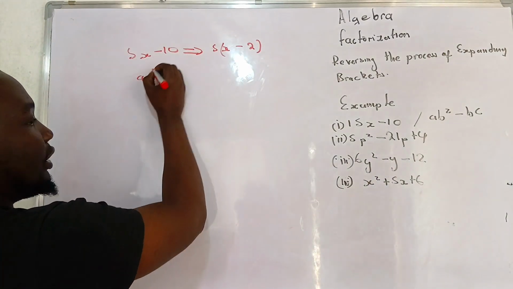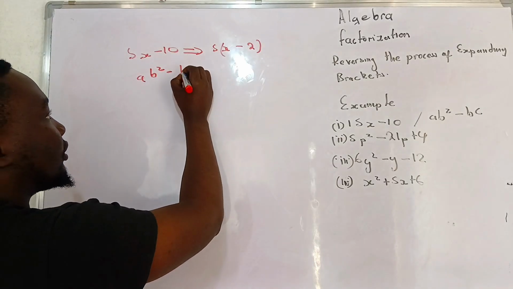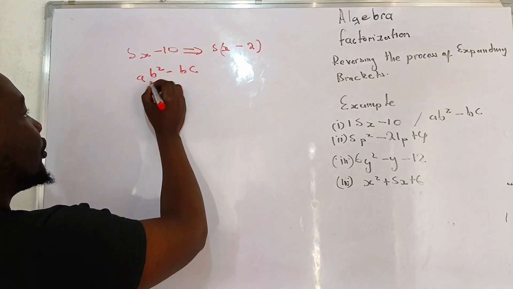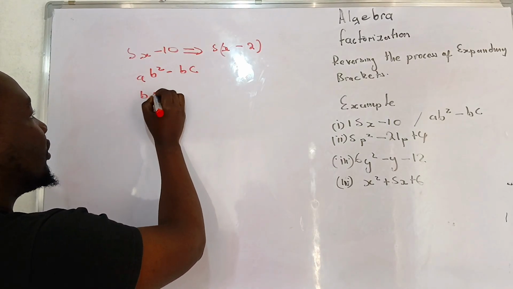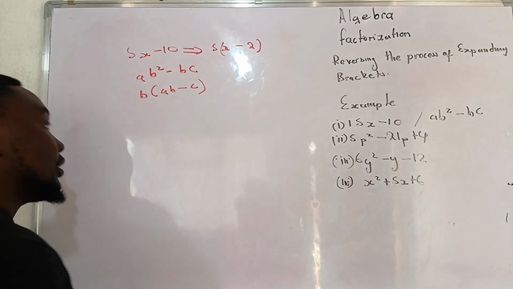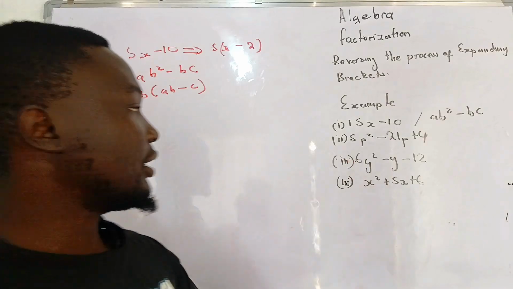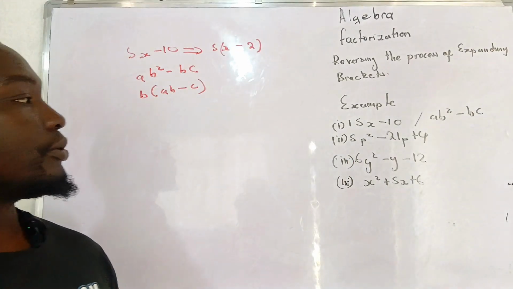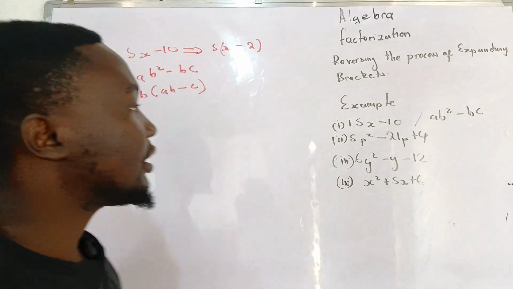Factorize ab minus bc. The common factor here is b. So b(a minus c). That's factorized. Let's move to the second part.